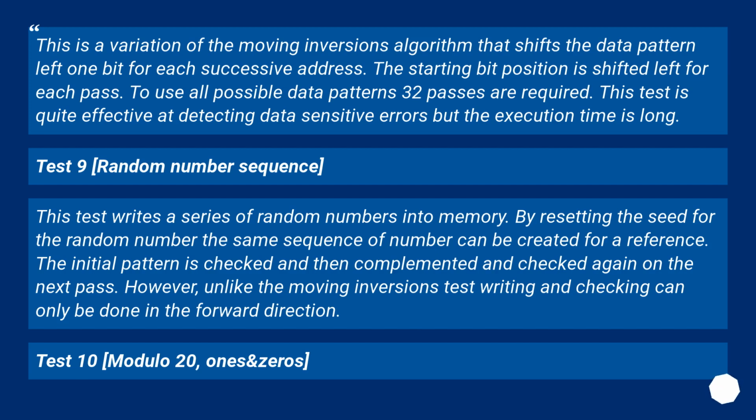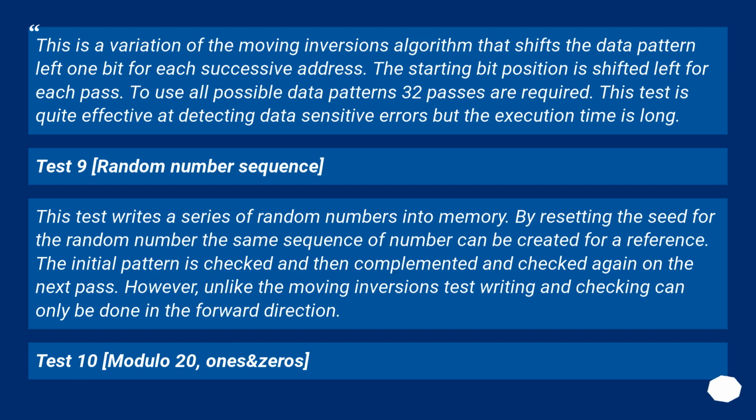Test 9. Random number sequence. This test writes a series of random numbers into memory. By resetting the seed for the random number, the same sequence of numbers can be created for a reference. The initial pattern is checked and then complemented and checked again on the next pass. However, unlike the moving inversions test, writing and checking can only be done in the forward direction.